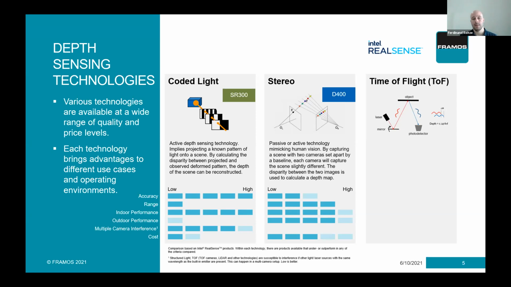Stereo, on the other hand, mimics human vision. It's based on two images that are set apart by a baseline. The higher the baseline, the higher the accuracy that you can get, as a rule of thumb. And each imager captures the scene slightly different from a different position. And the disparity between the captured images can be used to calculate the depth map. The technology is very robust to varying lighting conditions. It struggles, however, when it comes to homogeneous surfaces like completely white or single colored walls.